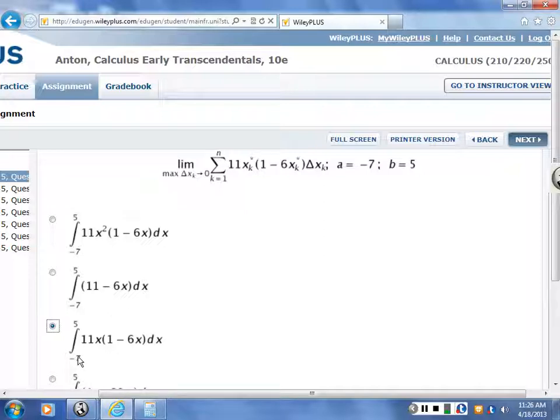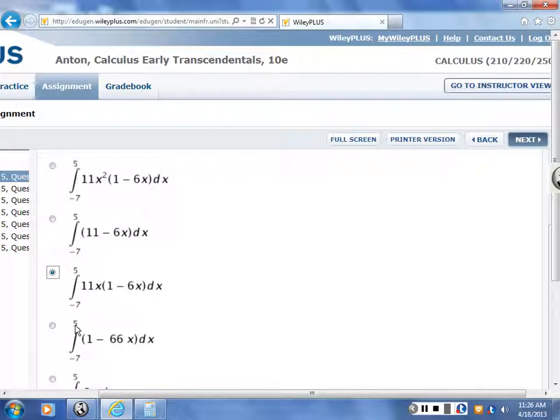Yeah, this is a notation of this is the left endpoint and this is the right endpoint. So I'm integrating from minus... Yeah, you put the smaller one on the bottom. Yes. So I'm integrating from minus 7 to 5 of this function.